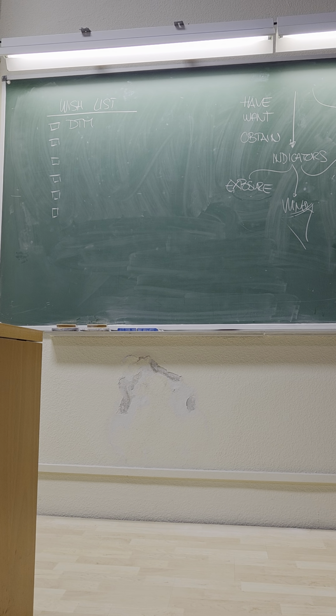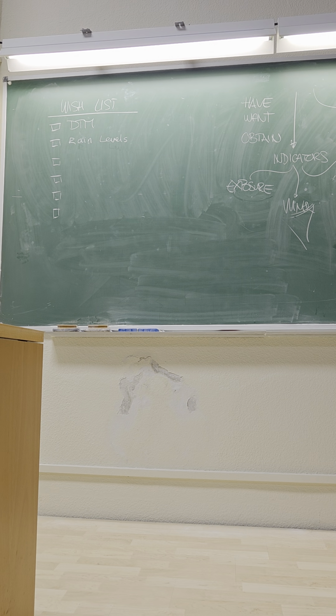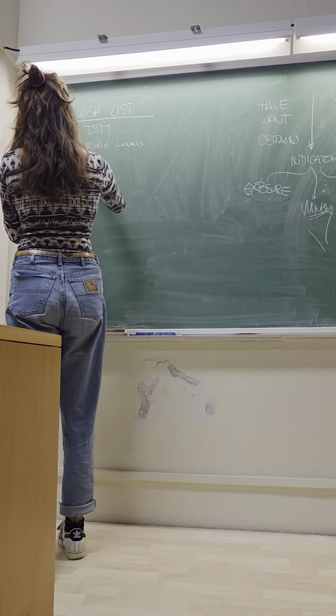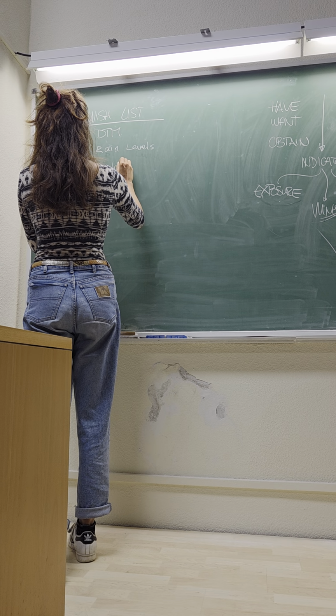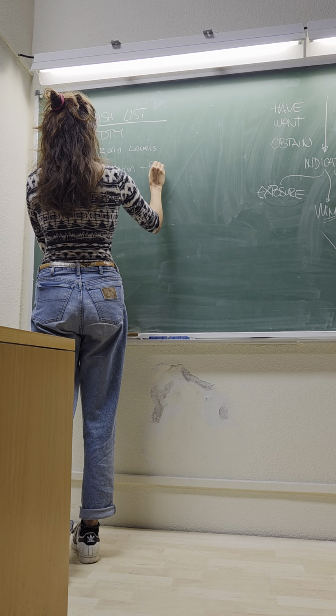For the heavy precipitation. Great. That's obvious. Land cover? What was the first one? DTM, digital terrain model.